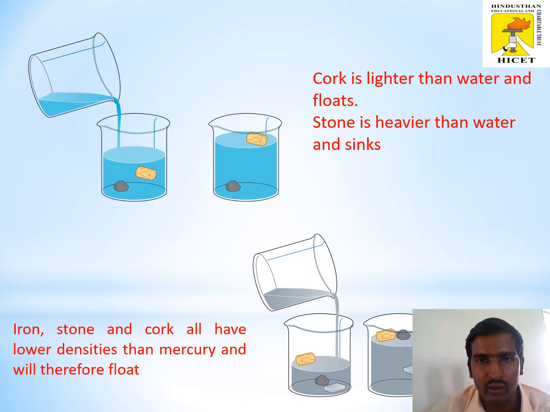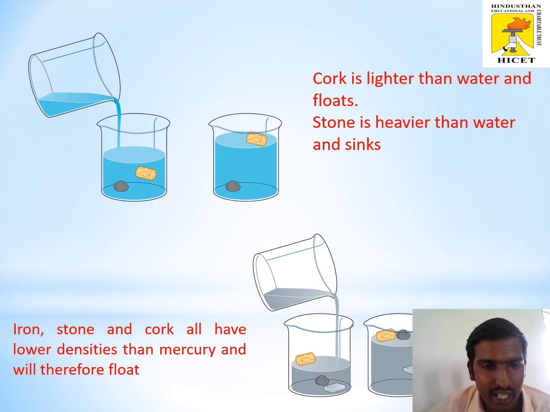Cork is lighter than water and floats. As I told, the water has a higher density and the cork has a lesser density. Stone is heavier than water and sinks. The stone, which is higher in density compared to the water, reaches the bottom and sinks to the bottom of the vessel because of its higher density and higher weight.